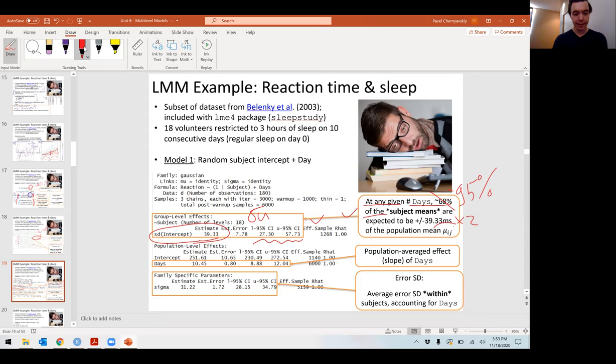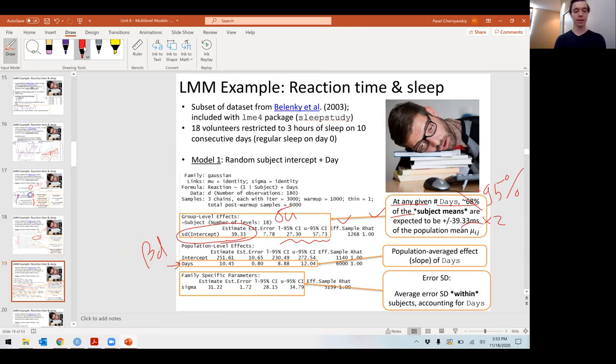Here on the bottom, we get that beta day. So on average, averaged over our subjects, and specifically in the population, right? This is a population averaged effect. In the population from which our subjects came from, very important, even though our subjects were a volunteer sample, in the populations where our subjects came from, you get about 10 and a half milliseconds slower per day. This sigma is the error variance within subject. Once we know what subject we are looking at, this error sigma will tell us how data deviates from that subject specific line.